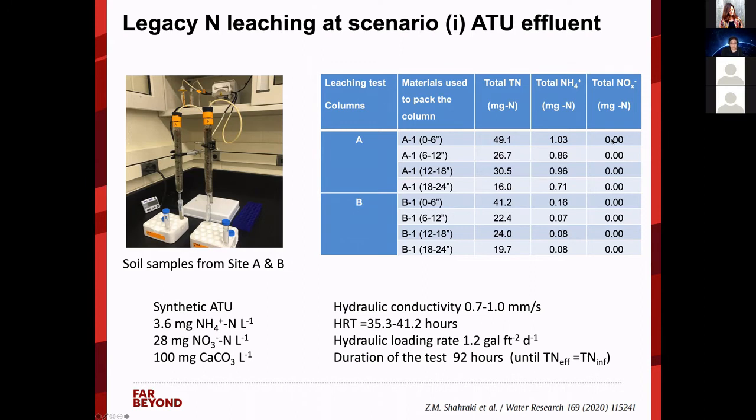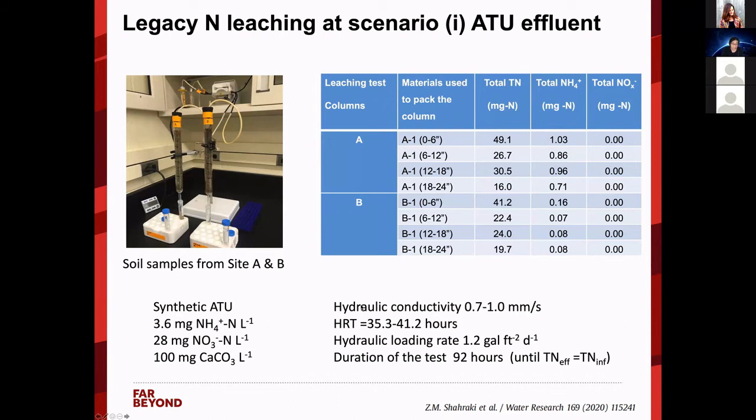To conduct this desorption test, we first prepared a synthetic ATU effluent from the aerobic treatment unit. This synthetic influent water contains a very low level of ammonium, a certain level of nitrate, and we also supply some calcium carbonate as alkalinity. These levels were observed in some of our field site observations.